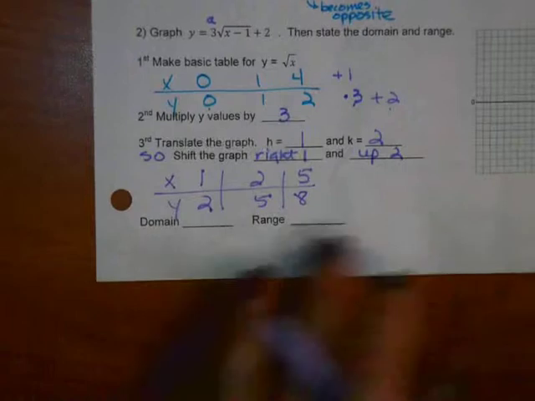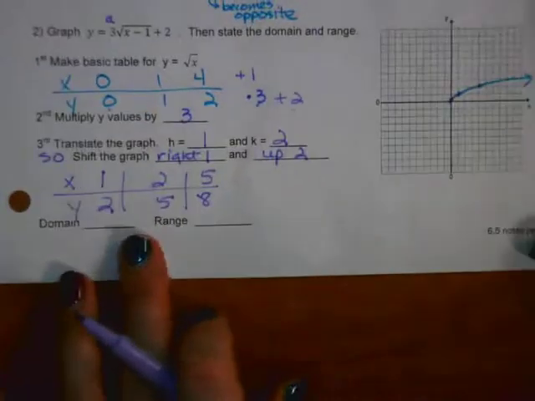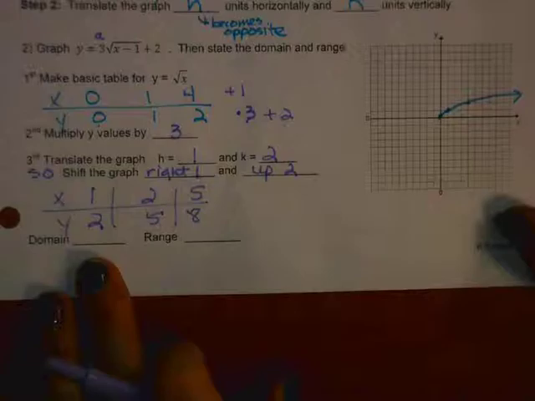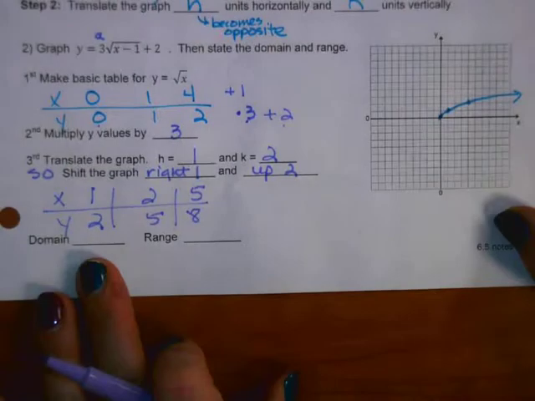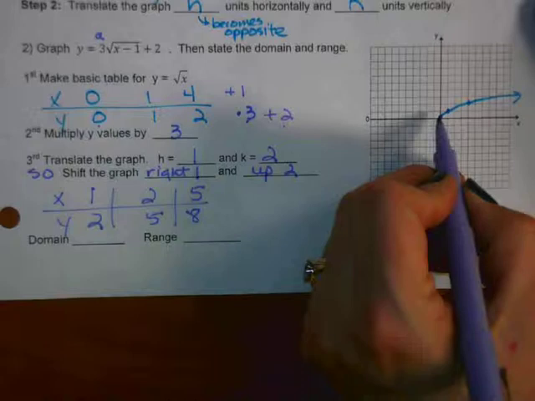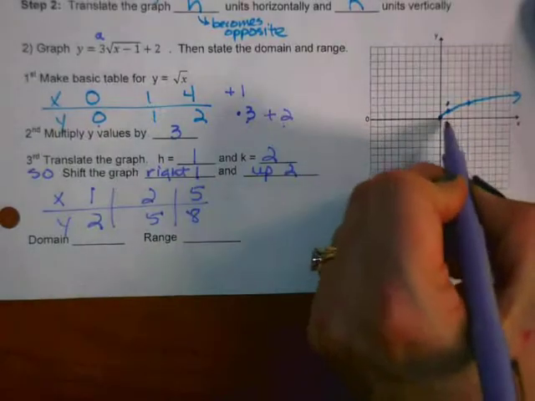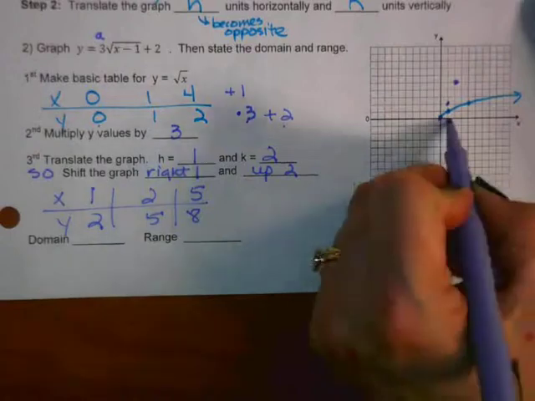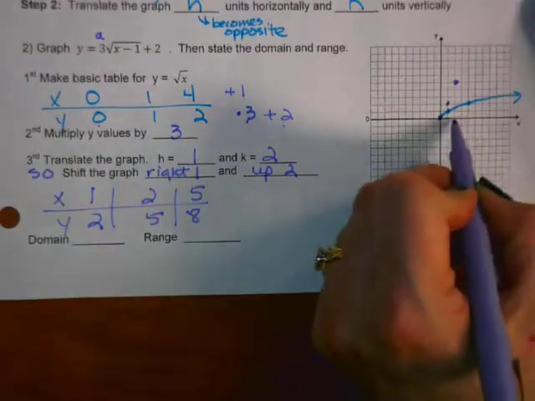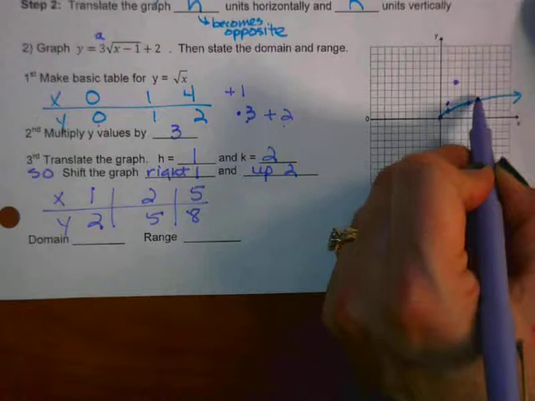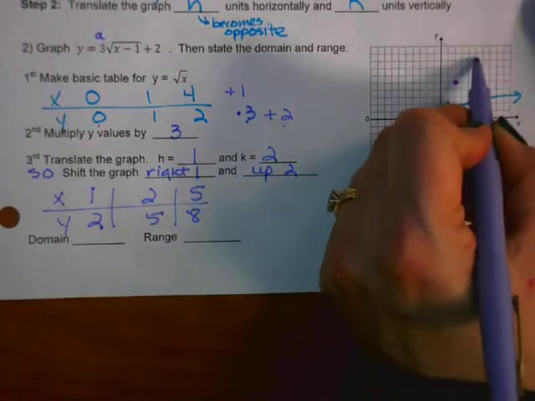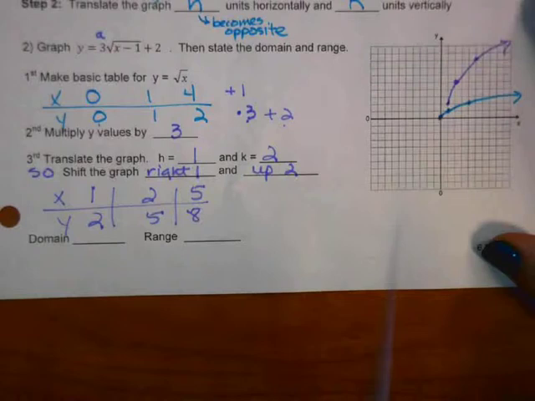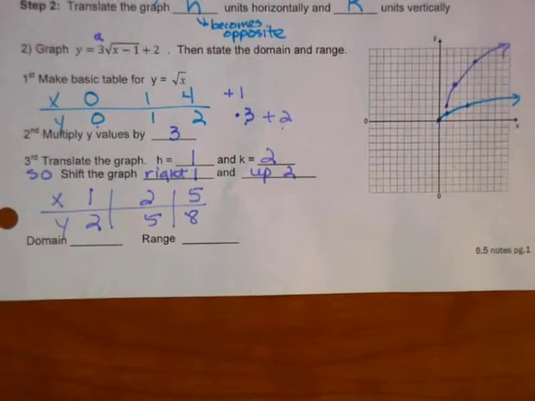So let's graph those points. See how it looks differently. Okay, over 1 up 2, over 2 up 5, over 5 up 8. Something like that. That's my new function. That's my translated function.